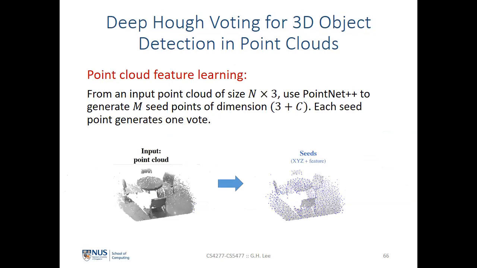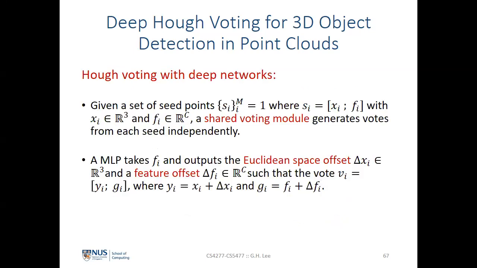So here are some details. For the input points, we just use PointNet++ to generate M seeds, plus a feature. So you still have the XYZ location of the seeds, plus a C-dimensional feature that we learned. Then after that, we do voting with the deep network. What it means is that I have M seeds here, and for each seed I have the seed location XYZ as well as a feature learned from PointNet++. Then I use an MLP to take in F and output a delta X, such that Y equals X plus delta X. Because I have a seed X, I add delta X, and this part here is Y. So this is delta X and this is X.